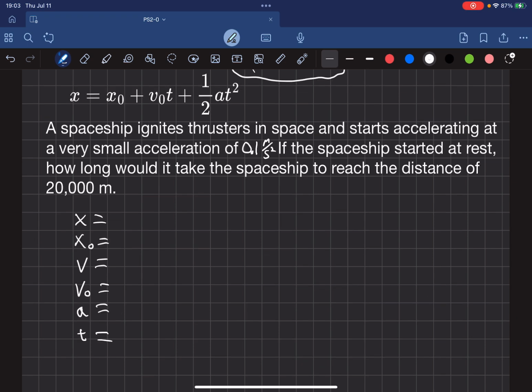And let's go over another example. So in this problem, we're again going to use the position equation.